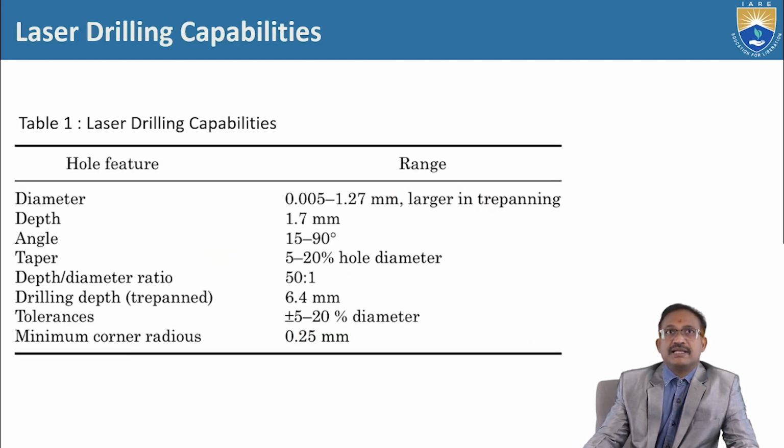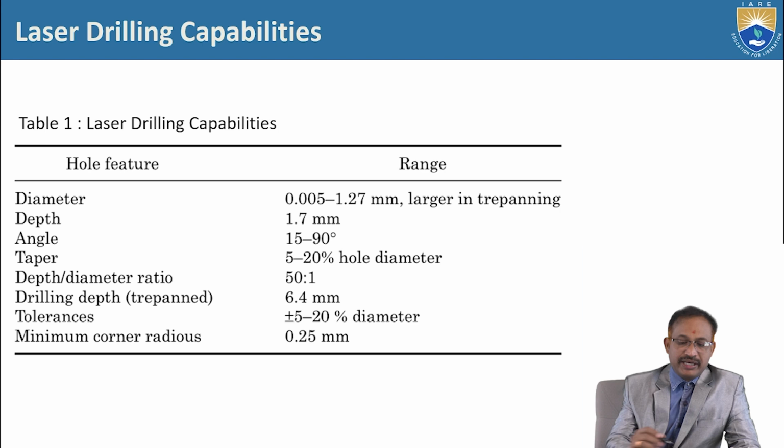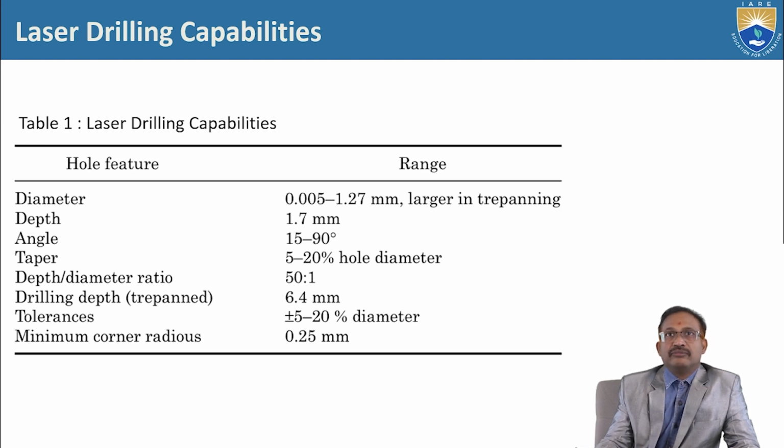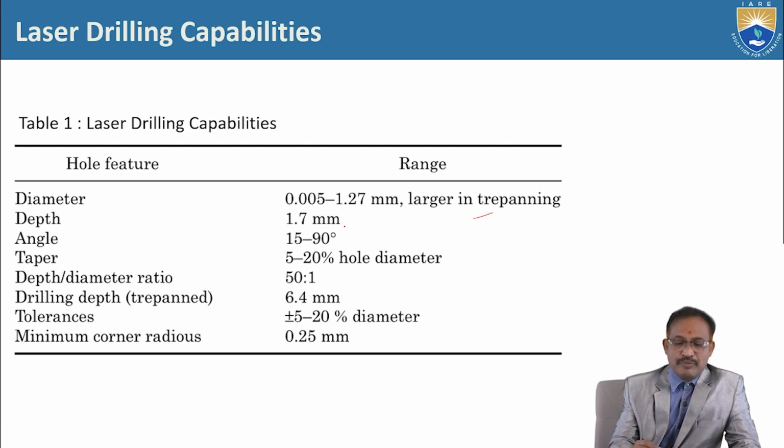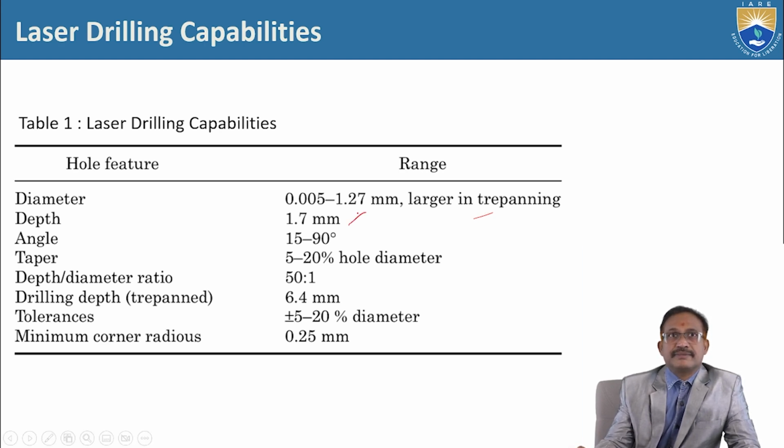Now let us briefly discuss the laser drilling capabilities before we discuss the various factors involved. Hole feature range table: diameter 0.005 to 1.27 mm, and larger in trepanning. Depth 1.7 mm. Angle 15 to 90 degrees. Taper 5 to 20% of hole diameter.